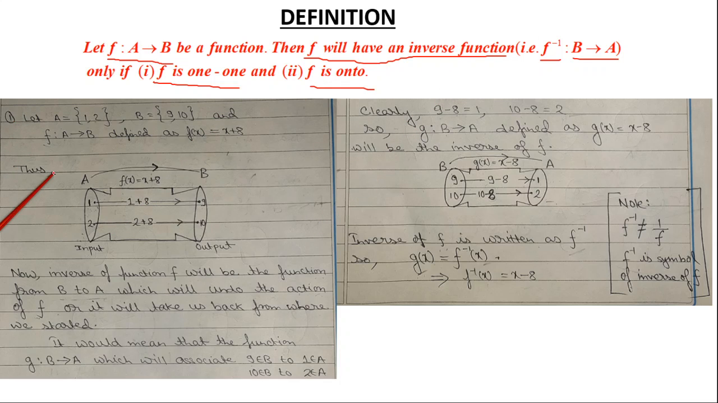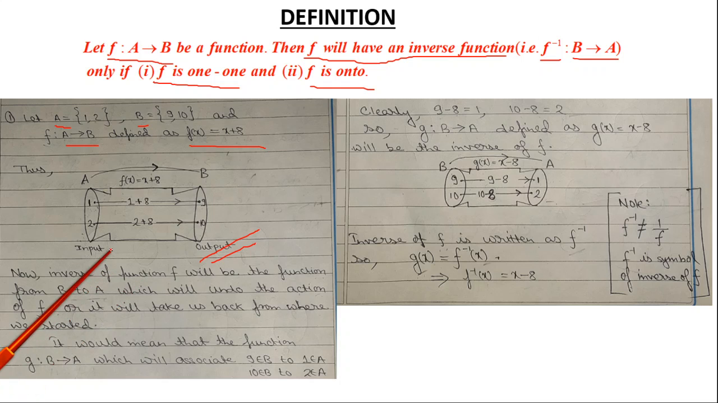Now let us try to understand what we mean by an inverse of a function. So here we have taken two sets, A and B, and f is a function from A to B, and it is defined as f of x equal to x plus 8. So by the definition of f, this is the diagram of the function. Clearly here f is 1-1 as well as onto, because no two elements over here have the same image, and every element of set B has a pre-image.